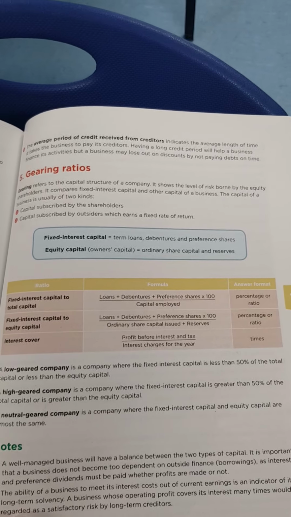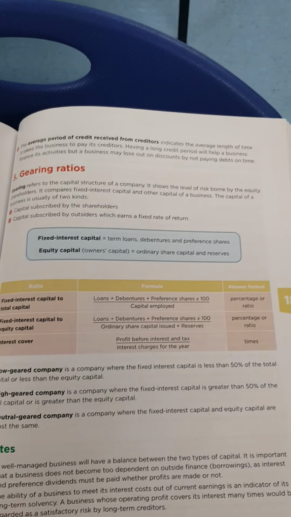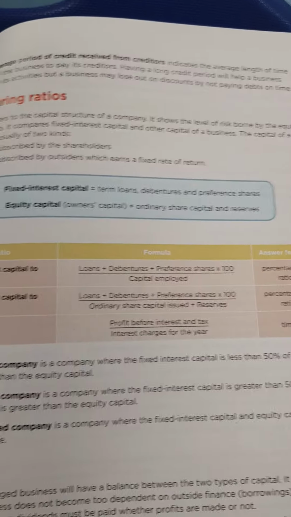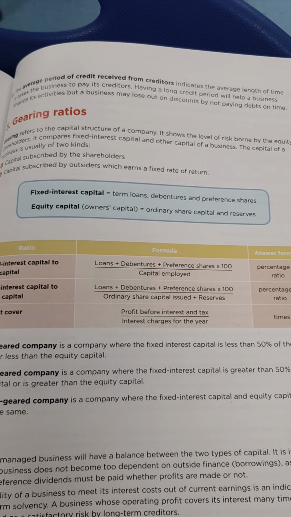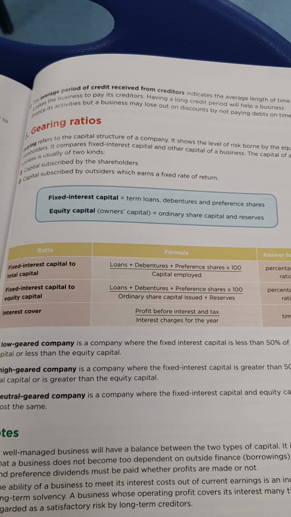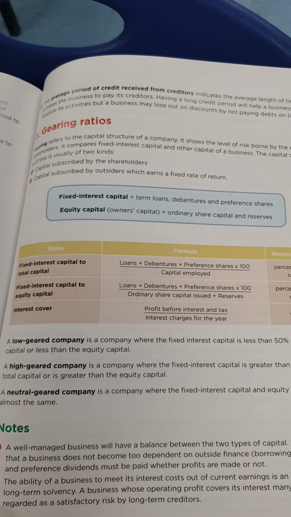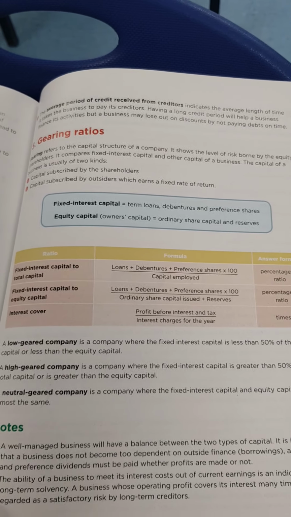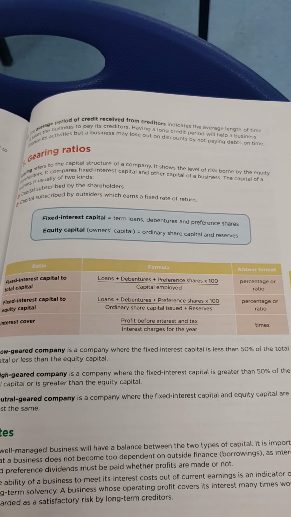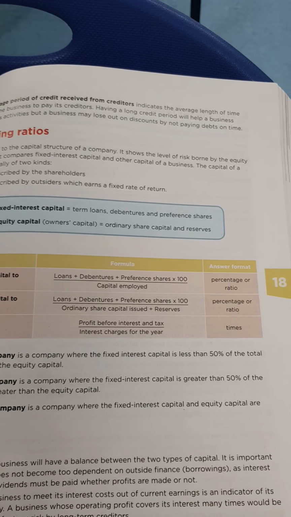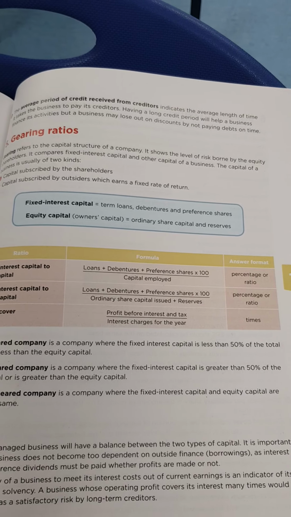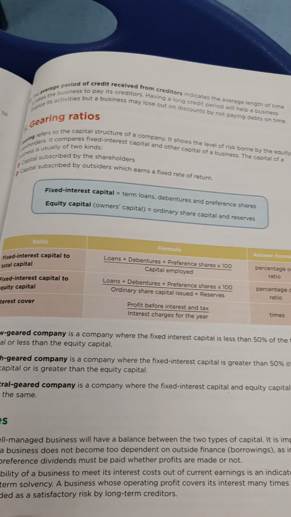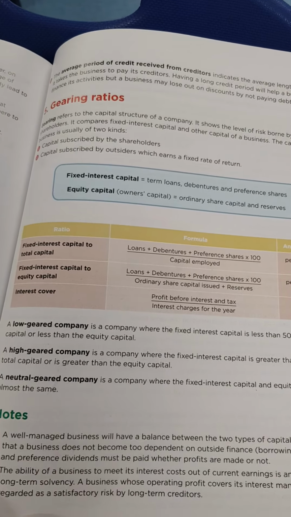So that's how you work them out. So it's loans plus debentures. Now you know your debentures are your loans. You don't have, so it's debentures plus preference shares by 100 over firstly capital employed, and then for equity capital it's your ordinary shares issued plus your reserves. If you want to leave out the by 100 and have it as a ratio, to be honest, I would do the top one as a percentage and the bottom one as a ratio. And I'll show you that now.